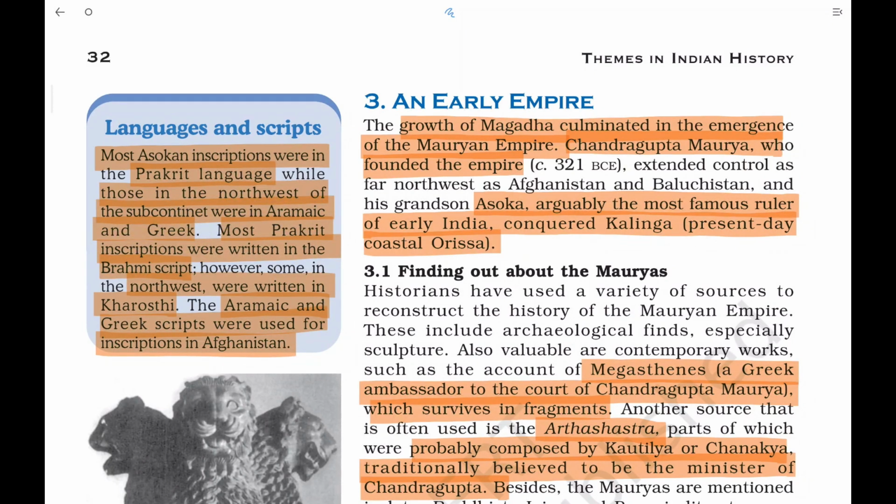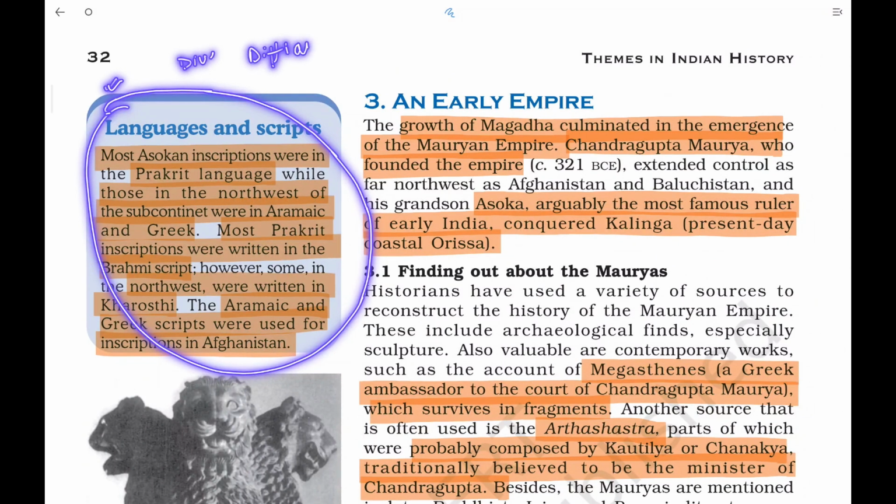Now, the Ashokan inscriptions were found all around India. In the northwestern part, there was influence of Mesopotamia and Greek rulers. So, an Aramaic script was developed that has influence of Indian elements as well as Greek elements. So, in northwestern India generally the Aramaic script was used. Mostly the Prakrit inscriptions were written in the Brahmi script. In the northwest there was the Kharosthi script. The Aramaic and Greek scripts were used in the inscriptions in Afghanistan. So this particular paragraph tells us about the diversity and the different languages and scripts which were used during the Ashokan period.